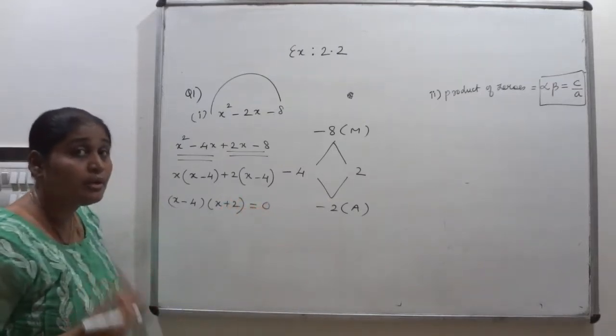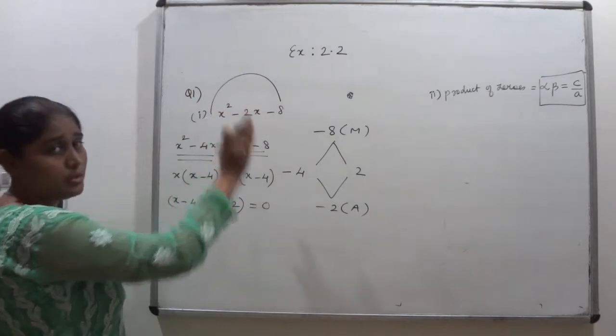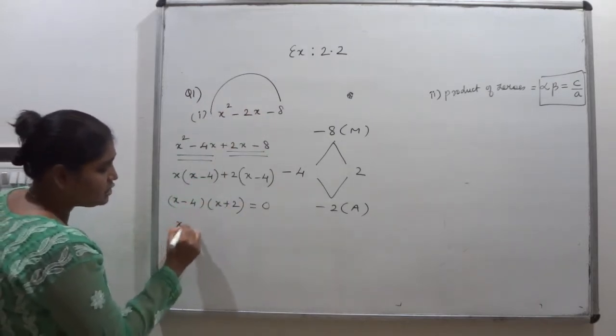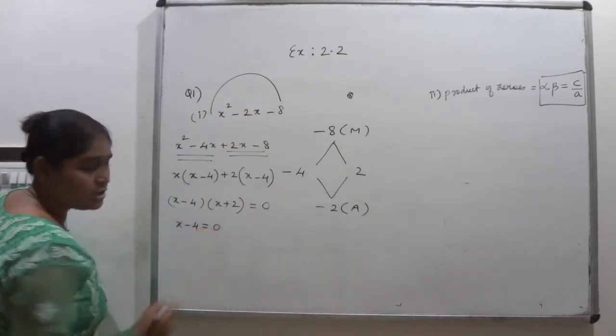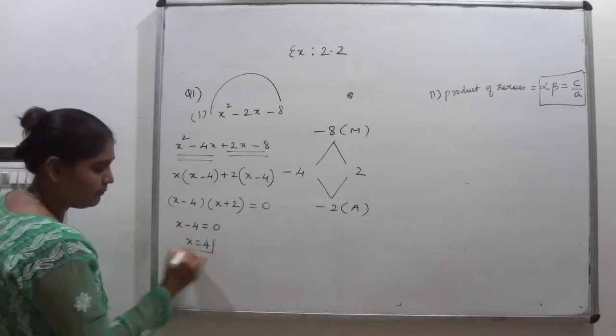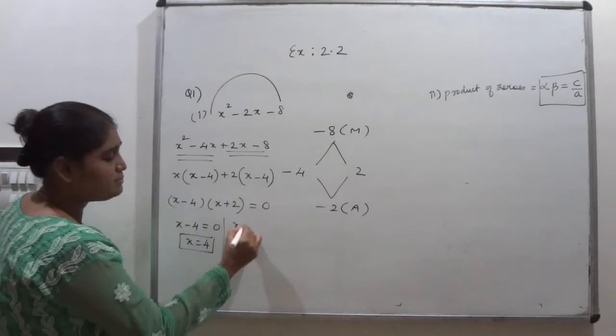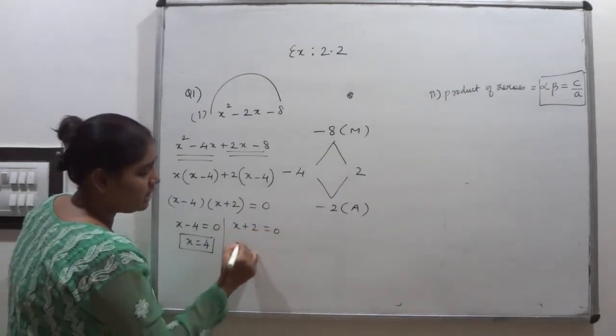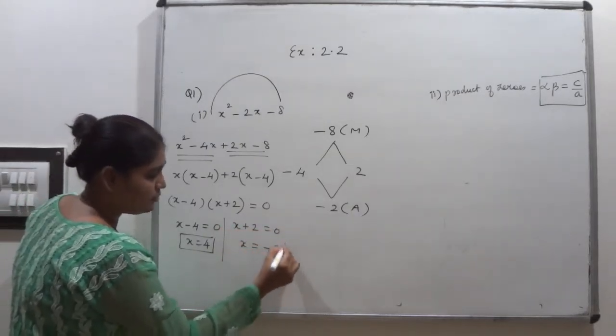Because I am going to find the zeros of this equation, each factor I am going to equate with 0. x minus 4 equal to 0, then x is equal to 4. In the same way, x plus 2 equal to 0, then you will get x is equal to minus 2.